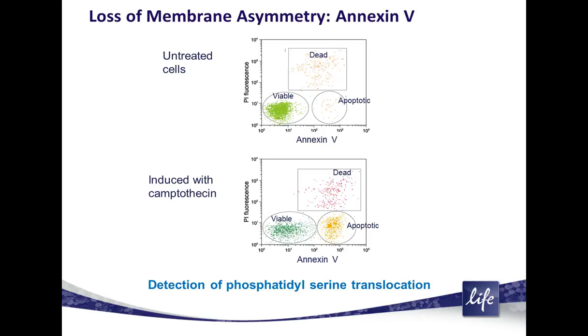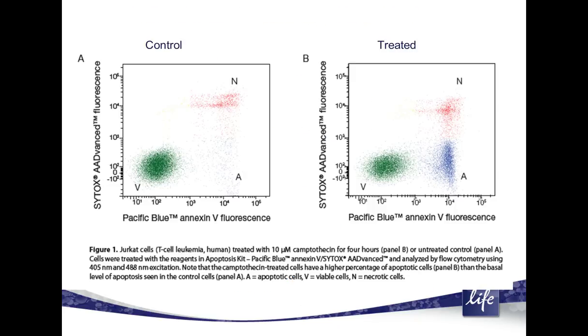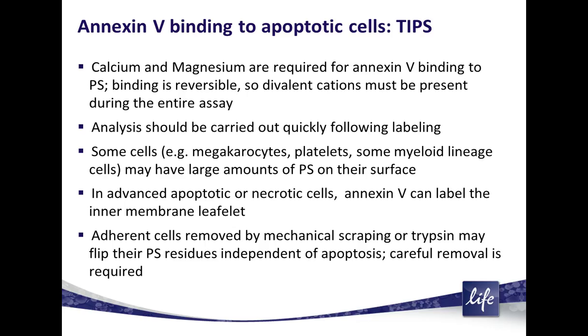The untreated cells are on the top, and the induced cells are on the lower plot. This shows another example. It's just using some different colors. In this case, annexin V is conjugated to Pacific Blue and is used in combination with a SYTOX AADvanced dead cell stain. Control cells are represented in the left plot, and treated cells are represented in the plot on the right.